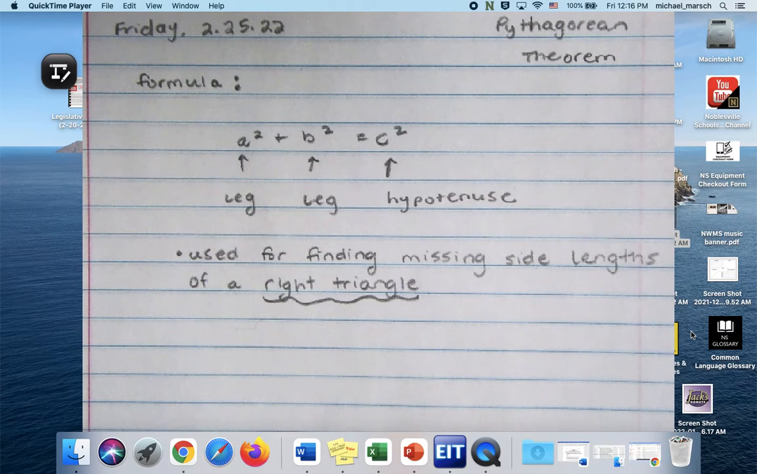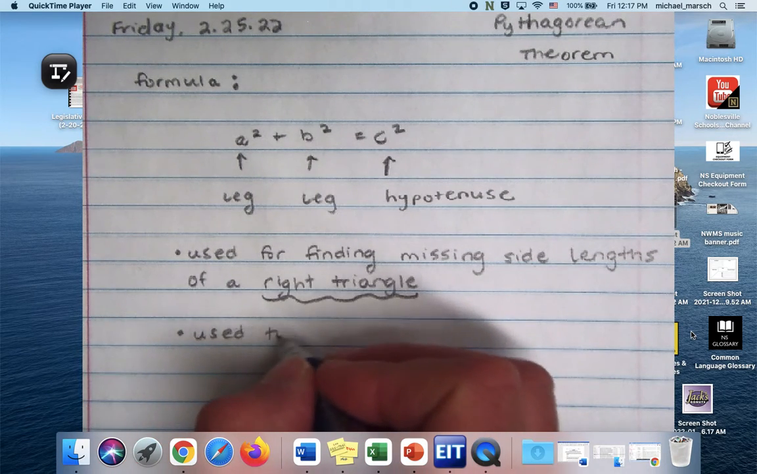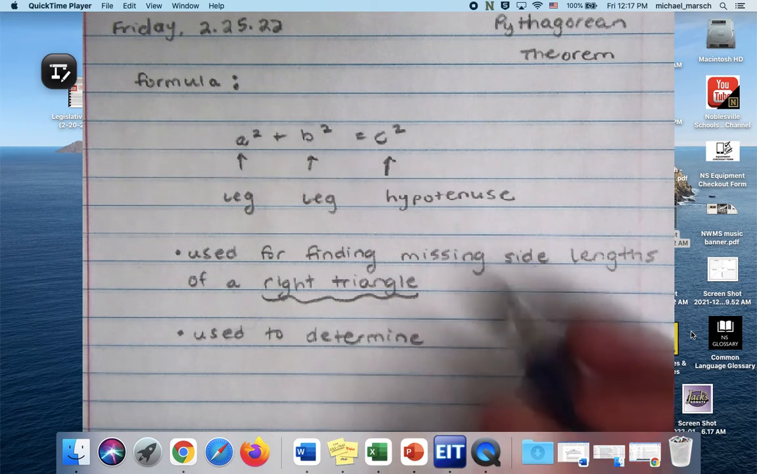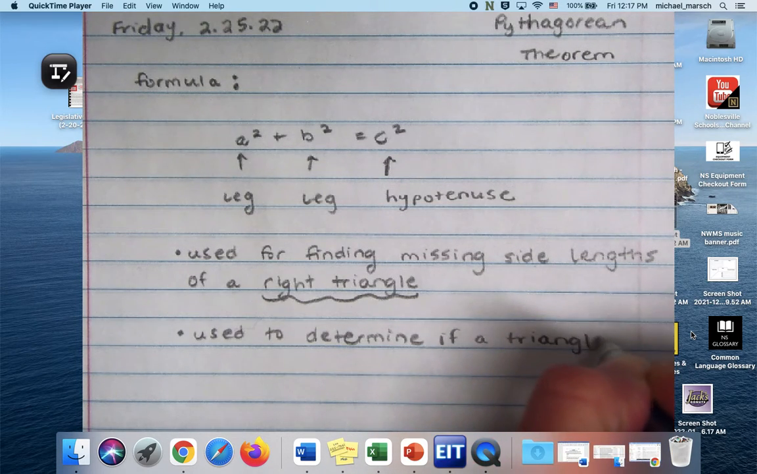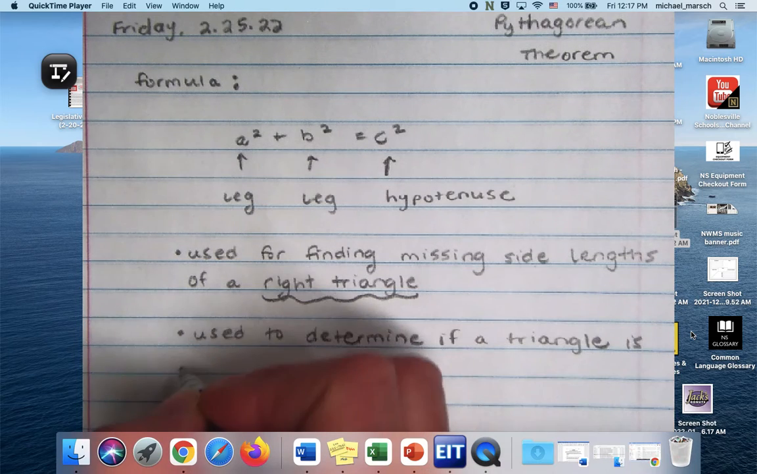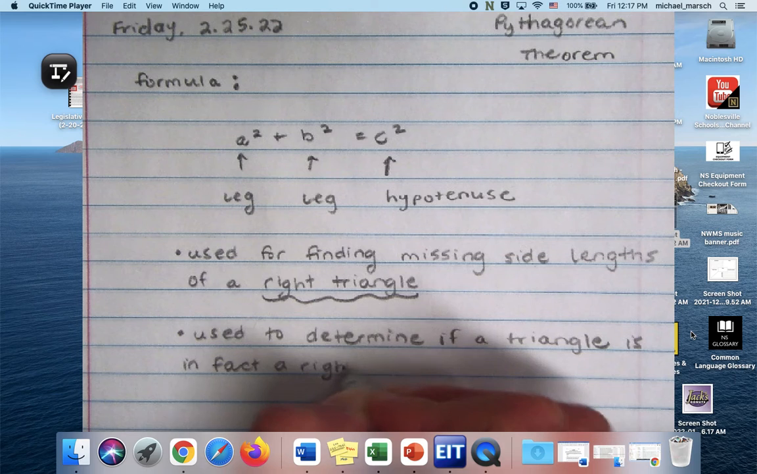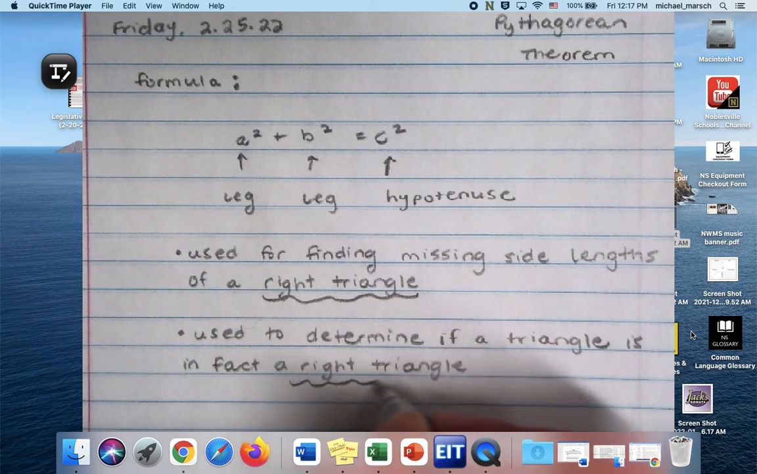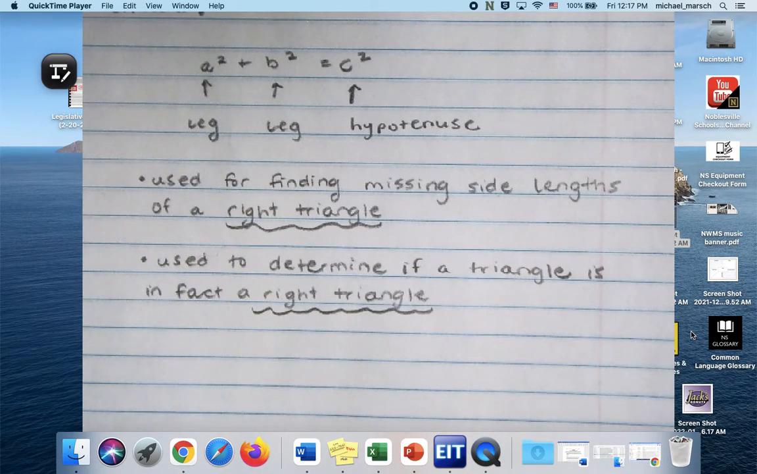The other use is to determine if a triangle is in fact a right triangle. I believe that was one of the first examples in the video where he put the numbers in, and if it worked, then it was a right triangle. If it did not work, it was not a right triangle.